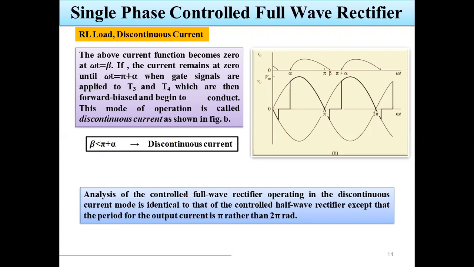Here, the analysis of the controlled full wave rectifier operating in the discontinuous current mode is identical to that of the controlled half wave rectifier. We get the same expressions and the same waveforms in the single phase full wave rectifier using the discontinuous current mode of operation. So the period for the output current is pi rather than 2 pi radians, since it is full wave.